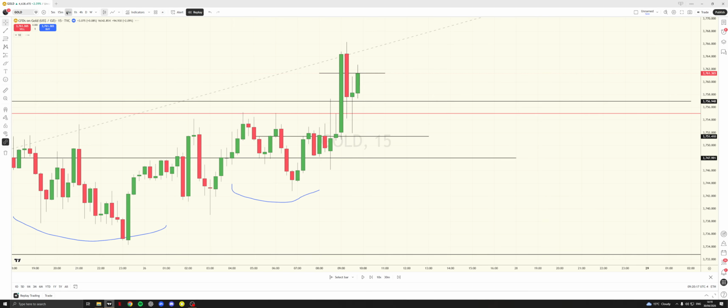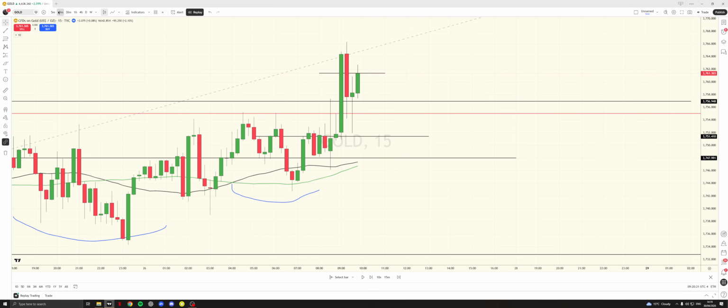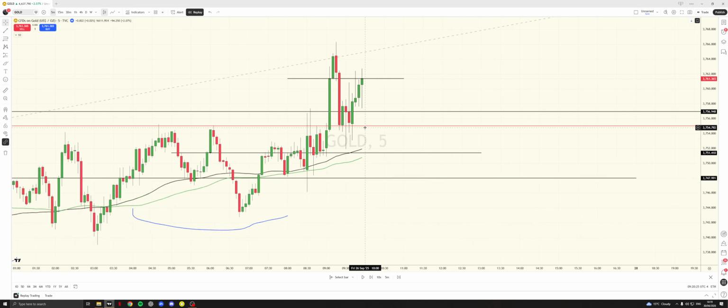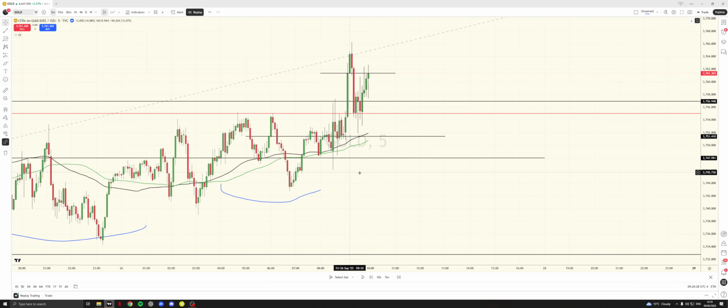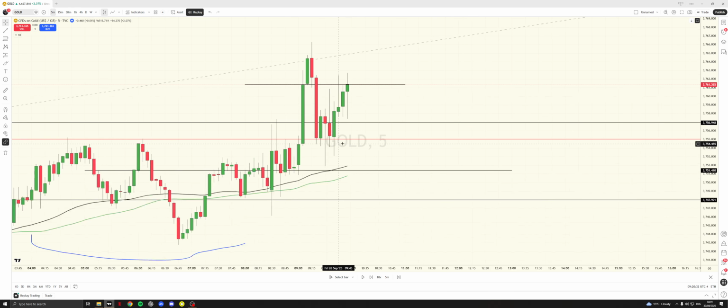We can zoom in, say 30 minute. Is that looking good? Too many wicks. What about the 15? Still not enough structure. How about the 5 minute? 5 minute looks a bit better. Price is above the moving averages.